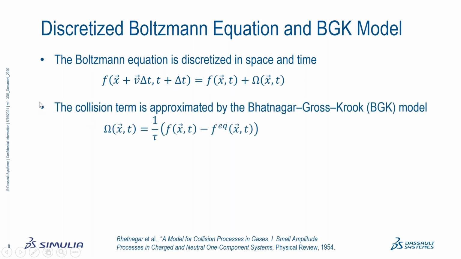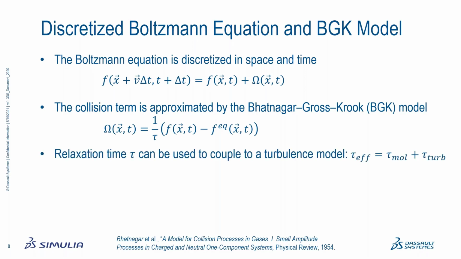The collision term on the right-hand side is typically approximated by the Bhatnagar-Gross-Krook model, which is called BGK. And this collision term omega reads as the difference of the distribution function and the equilibrium distribution function divided by a relaxation time tau. This relaxation time tau defines a time scale of how long it would take for the fluid to reach equilibrium. And this relaxation time tau can now be used to couple to a turbulence model. By replacing tau with an effective relaxation time, we can say that the effective relaxation time is the molecular relaxation time, which is directly related to the viscosity of the fluid, plus a turbulence relaxation time.